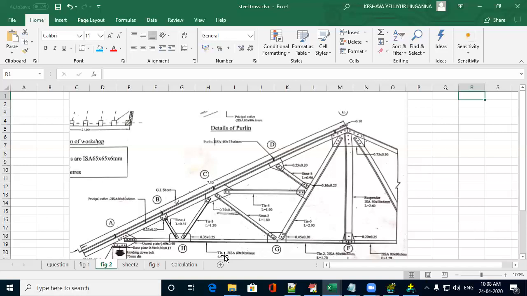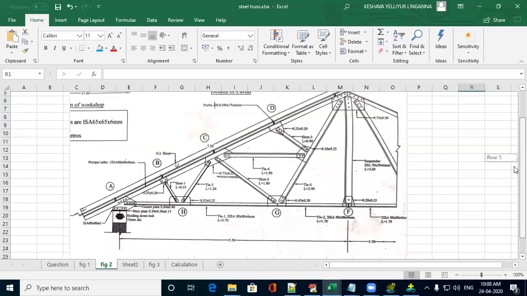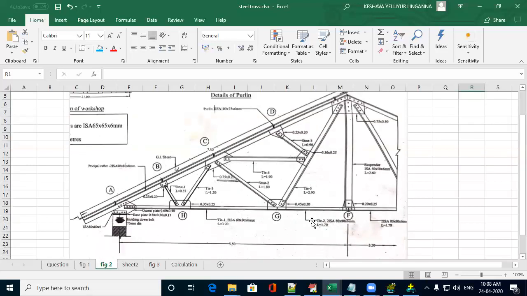And one more thing is, all the members are constructed using the angles which are mentioned here itself. You can refer to the notes for the clear dimensions. The best possible picture I have taken, but still the image is not clear. Few ties and all the struts are not given with the ISAs. That means the angles which are used are not given for few members.